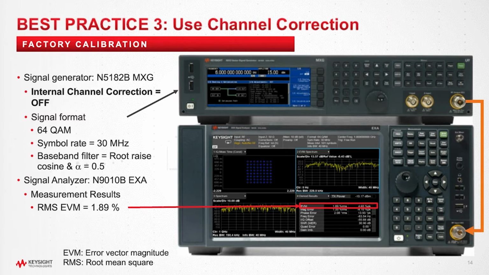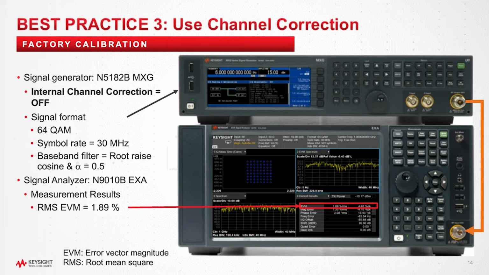When you use a signal generator to output a modulated signal, the components inside the signal generator, such as mixers, filters, and amplifiers, result in different frequency responses at different frequencies and output levels. The responses include both amplitude and phase response, and they degrade modulation quality.